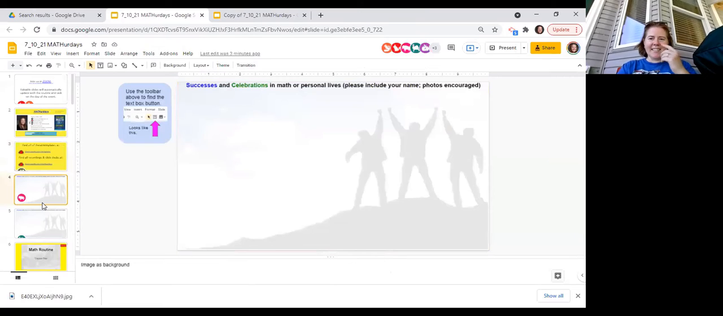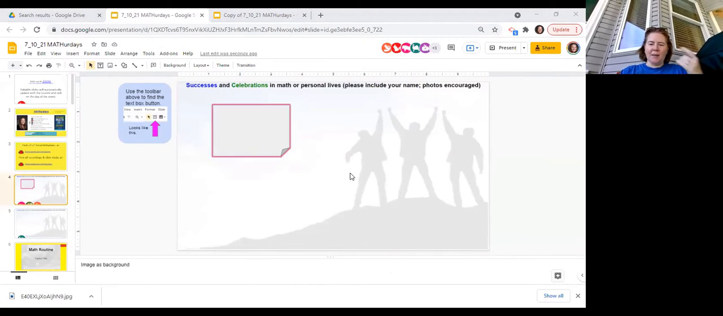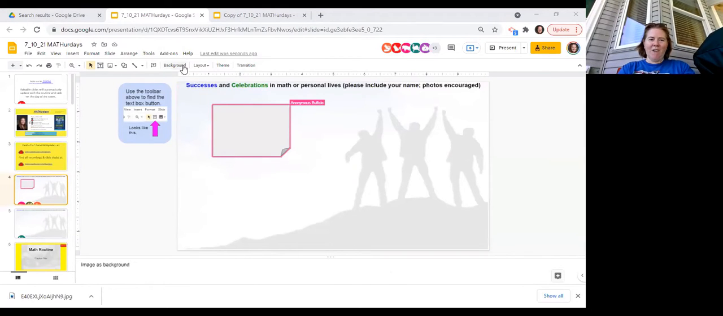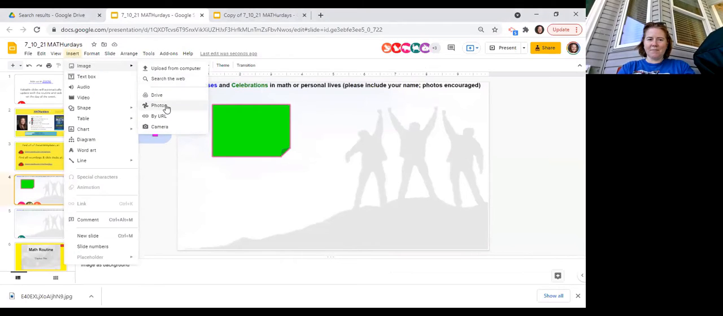All right, let's get interacting already. Come on down to slide 4 or 5, and you're going to add a success or a celebration. So it can be a text box that you type in. You can add an image. You can add more. This is your place to add something that's going on in your world.